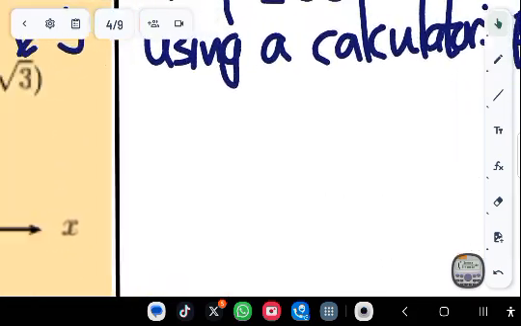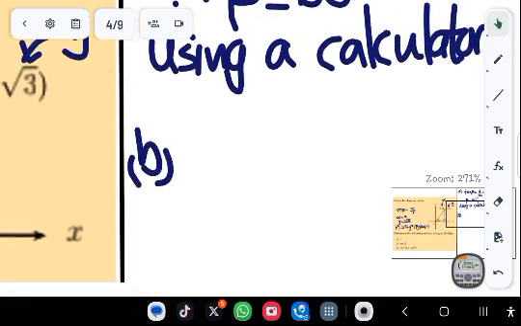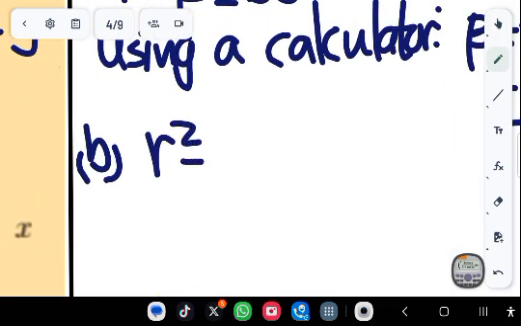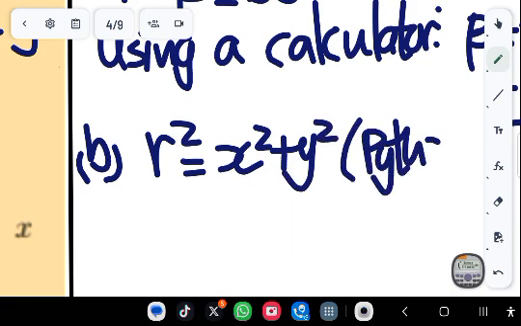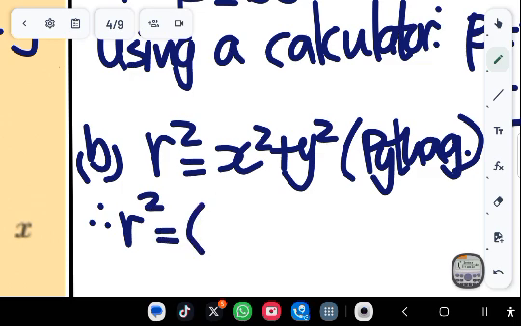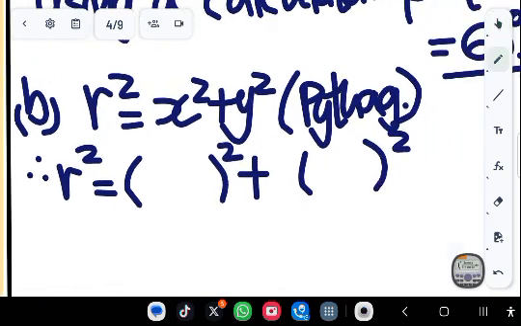So let's go there. Step number 1, let's find r. R squared equals x squared plus y squared using Pythagoras. Therefore, r squared equals, you substitute, always substitute first because you get marks for that substitution. Now the x coordinate is 2 and the y coordinate is 2 root 3.